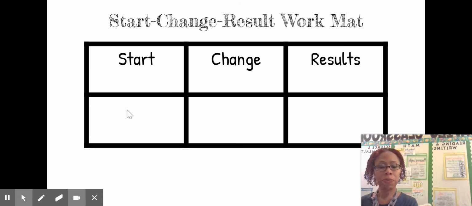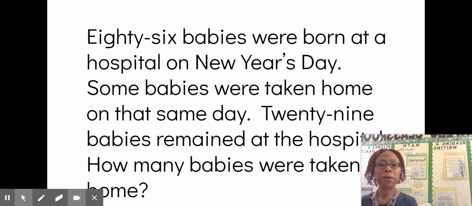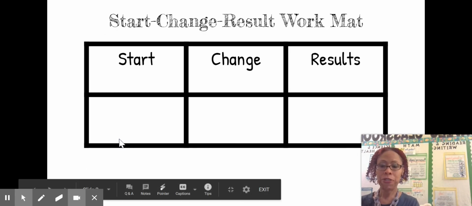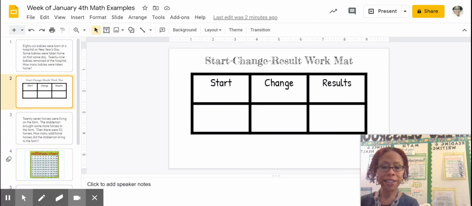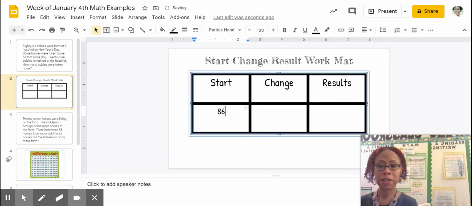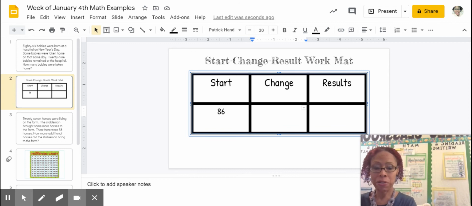Okay, let's think about what do we start with? How many babies were there that were born in the hospital? We found out that there were 86 babies. Okay, then let's look at the change. Some babies were taken home, so that's a change. There are no longer 86 babies in the hospital because some were taken home. How many? We don't know.